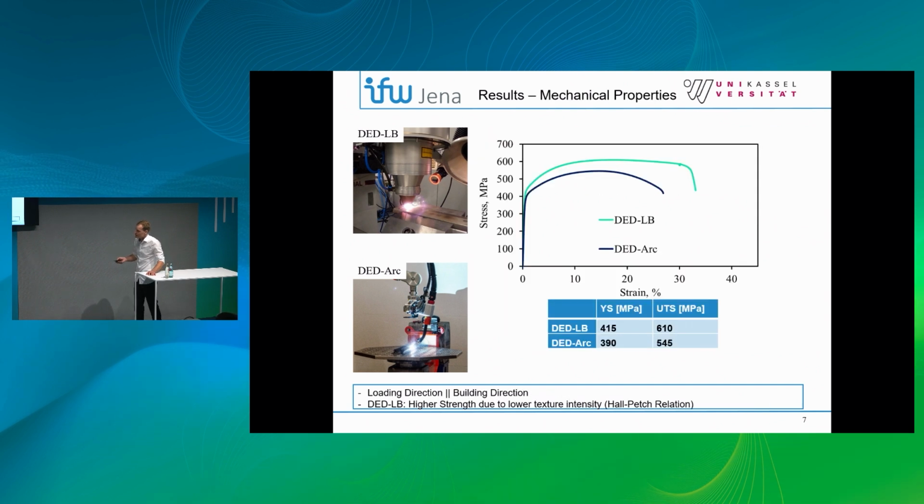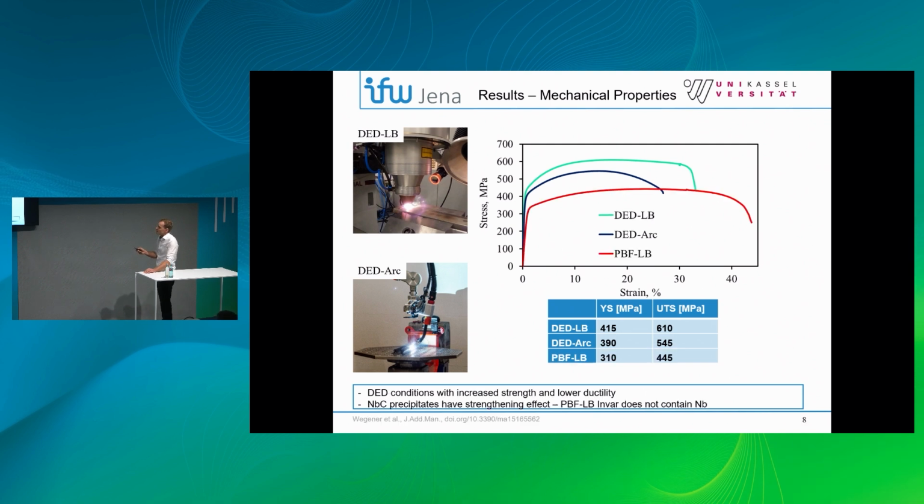Moreover, the niobium carbide has the positive effect that it yields extraordinary mechanical properties as determined by tensile testing. As you see here, yield strength and ultimate tensile strength are well above 400 and more than 500 megapascals. And the DED LB condition is slightly increased in strength and ductility, which can be attributed to the decreased crystallographic texture according to the well-known Hall-Petch relation.